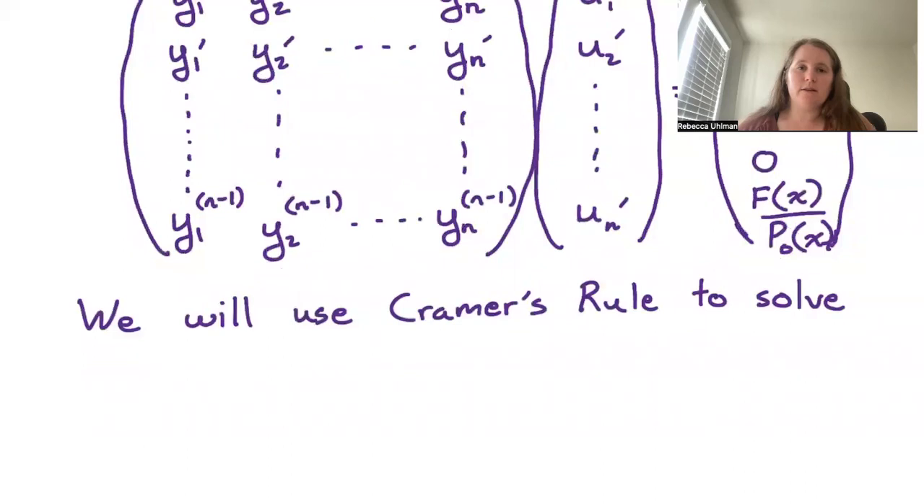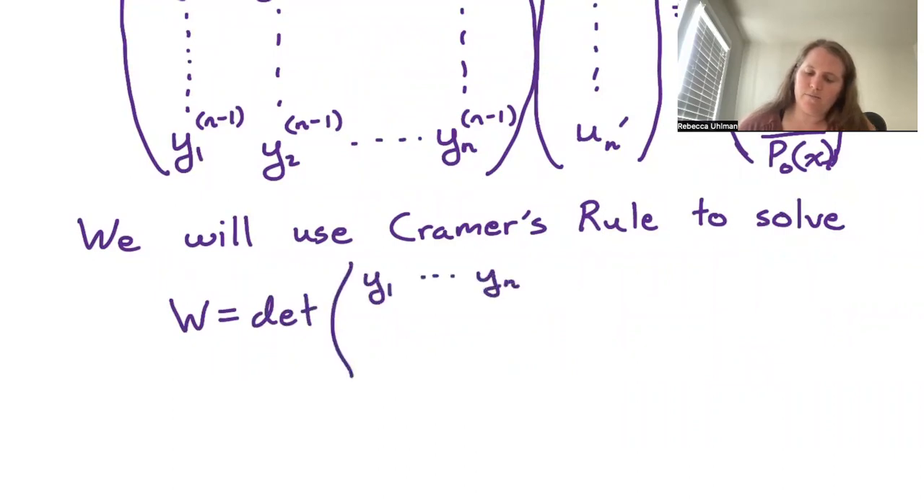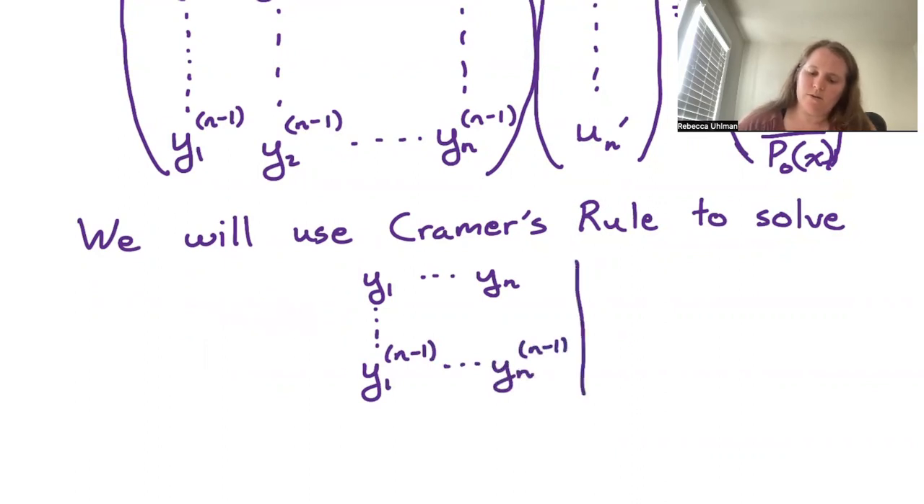Cramer's rule says that if we set, so again, if W is the determinant of our matrix we just had, so y1 through yn, all the way down to y1 n minus first derivative, up through yn n minus first derivative. So W is this determinant. And this is just the Wronskian.